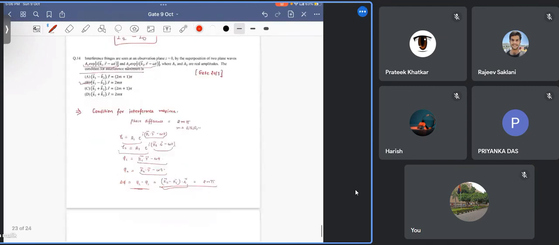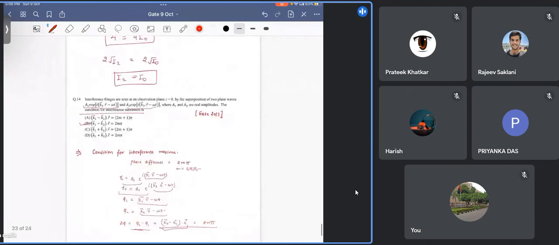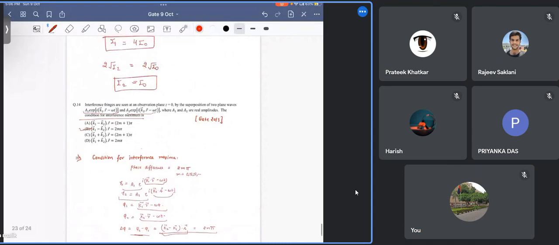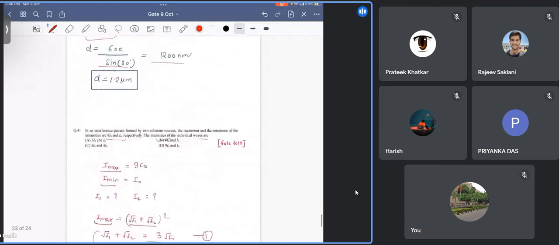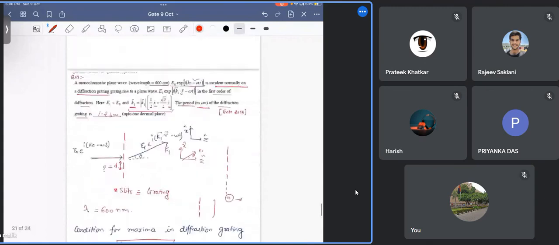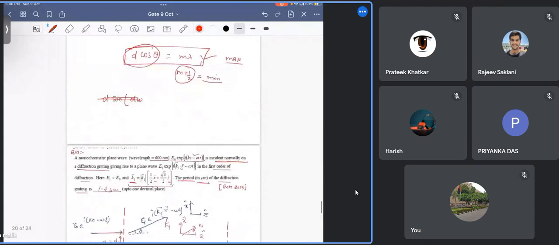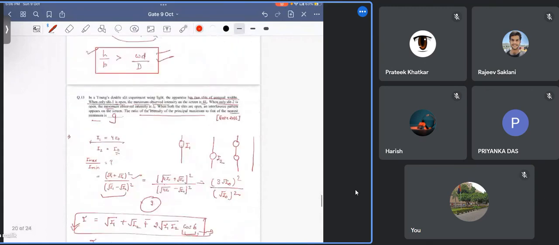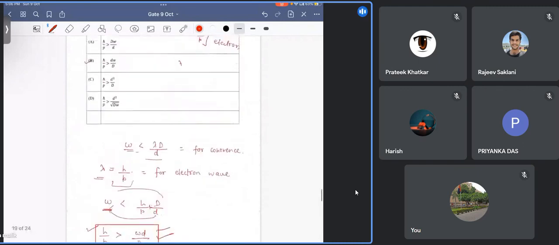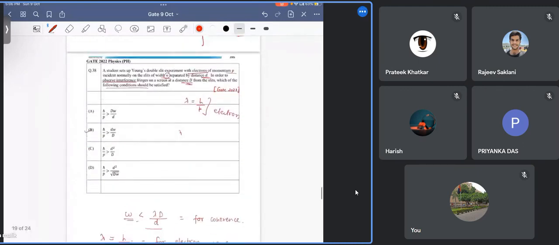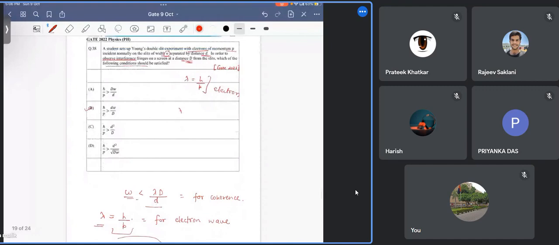Generally, the questions asked in the GATE exam are much easier. In 2022, maybe the question is much harder compared to other years. This one requires a little knowledge of the concept. Otherwise, it is also formula based.